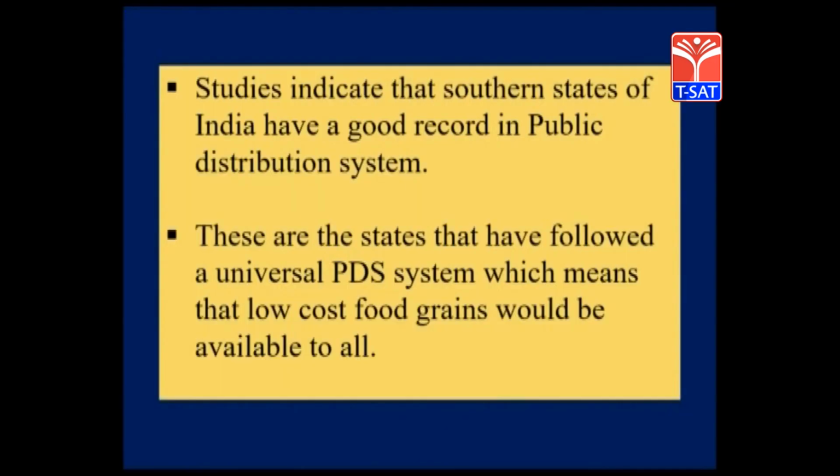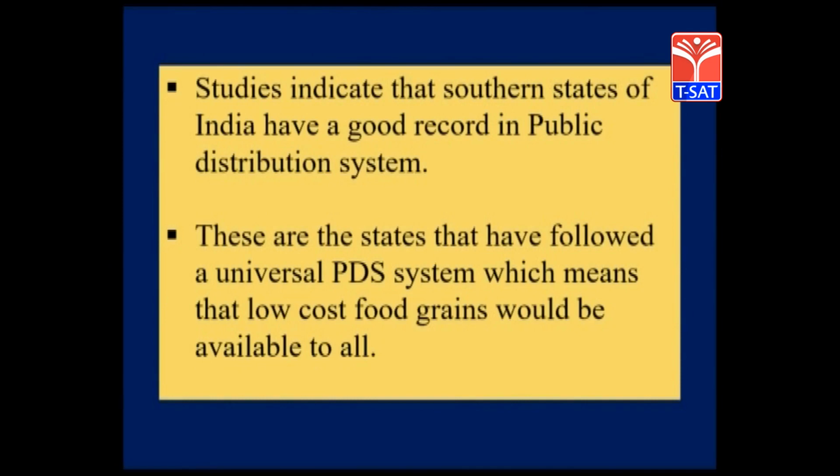Children, studies indicate that the southern states of India have a good record in the public distribution system, like Tamil Nadu and Andhra Pradesh, combined Andhra. The people have more access to food through the public distribution system when compared to the northern states such as Bihar, Rajasthan and Uttar Pradesh. These are the states that have followed the universal PDS system, which means that low cost food grains would be available to all. The southern states have followed the universal food grain supply system, that is universal PDS system.